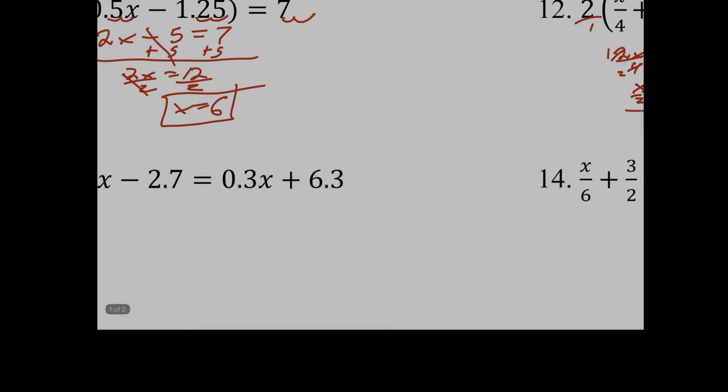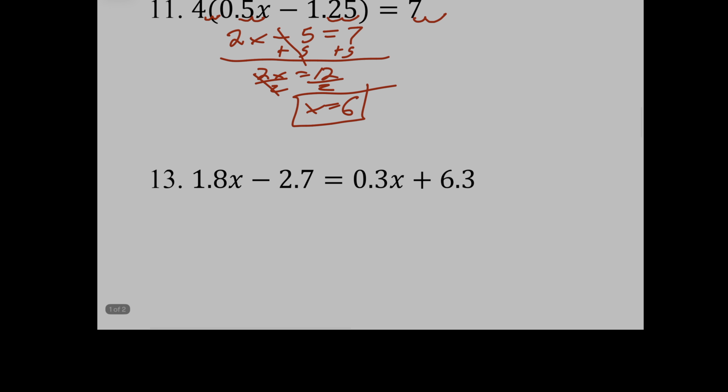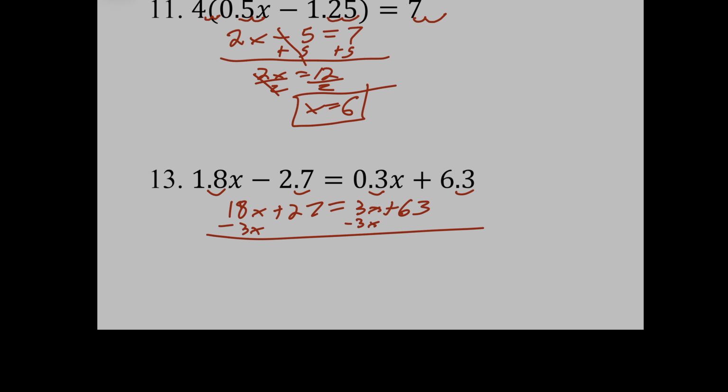Let's go on to number 13. Okay, this one is nice because I just have to move everybody over once. 18x plus 27 equals 3x plus 63. Now I'm going to move my 3x over here because I like to keep my variables positive. They die. 15x plus 27 equals 63. Now I'm going to subtract 27. Now, if we didn't do that trick, you'd be subtracting 2.7.